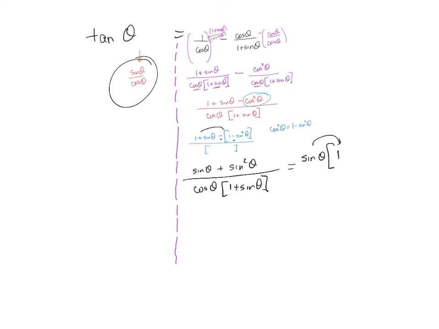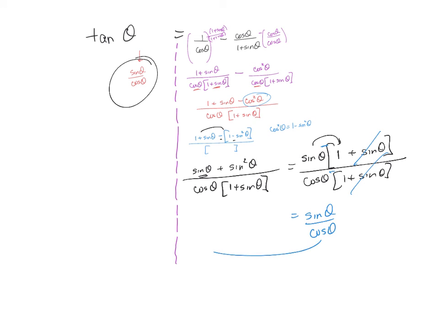Okay, sine times 1 is sine theta plus a sine theta, all over a cosine theta times 1 plus sine theta. Now that I am multiplying here, now I can cancel out that 1 plus sine theta, and I get sine theta over cosine theta, which is exactly tan theta on the left-hand side.